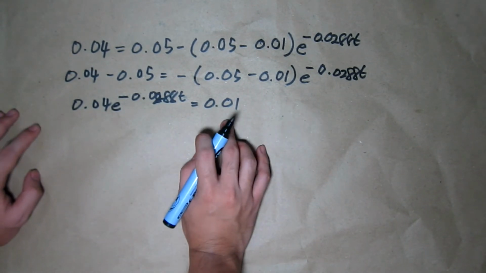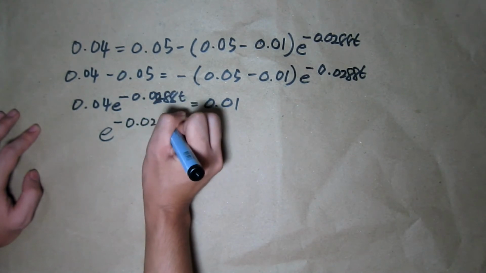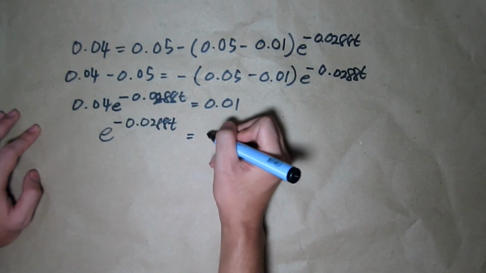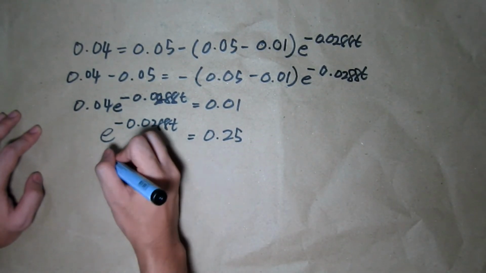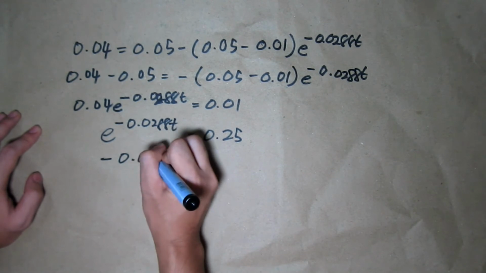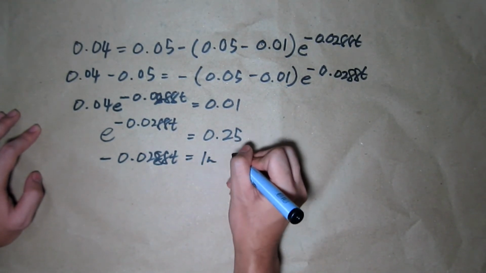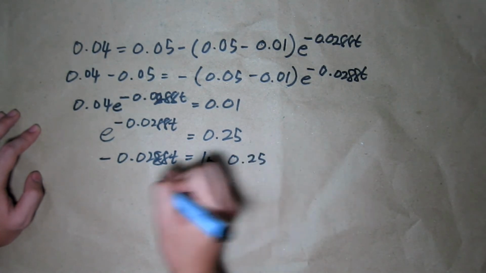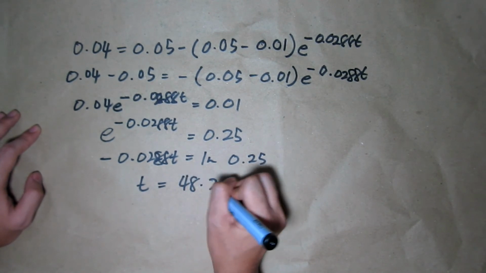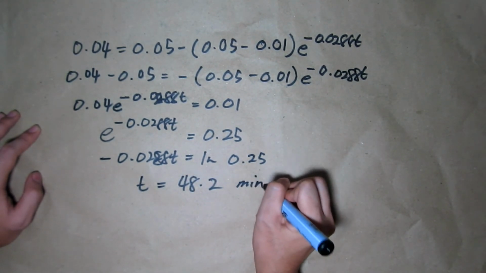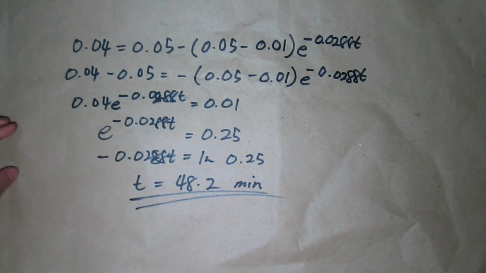So from here you have e raised to the power negative 0.0288 t equal to 0.25, and then negative 0.0288 t is equal to ln of 0.25, and then t now becomes 48.2 minutes. And that's the solution.